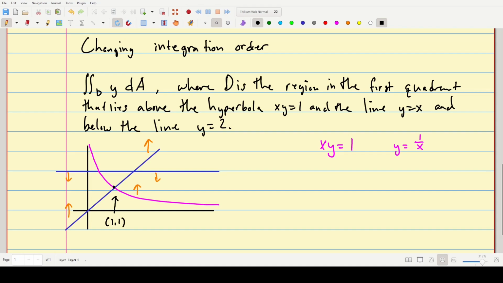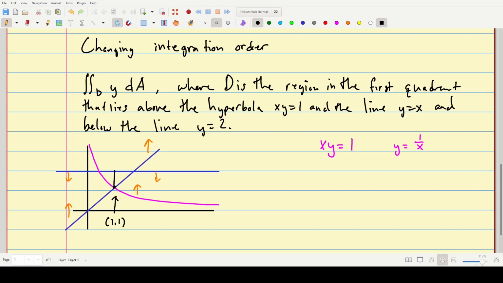Pretty easy to figure out that this intersection happens at 1, 1. It's the intersection between y equals x and xy equals 1. And so this is a problem that could theoretically be set up both ways.